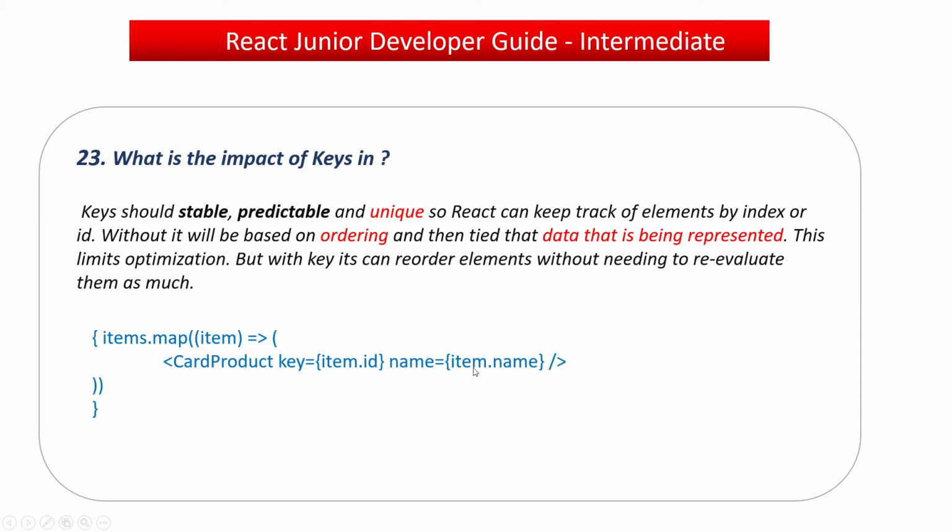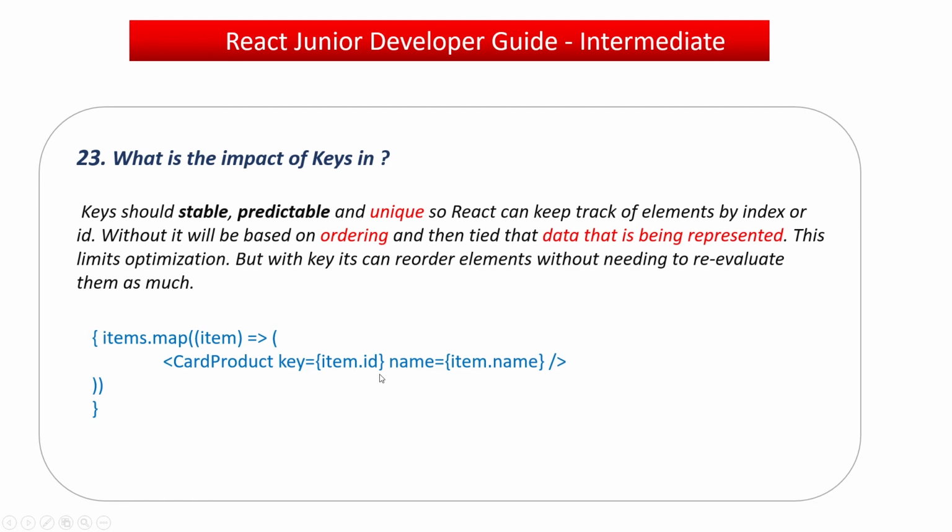The data being represented here is name equals item.name. We map through each individual item, and item.name is a property; I want the name of this item. This item name has a corresponding ID, which is item.id. So the data being represented is actually the name, and the ordering is based on the key. Without a key this limits optimization, but with the key React can reorder the elements without needing to re-evaluate them as much. So it is more efficient and faster if you give it a unique, predictable and stable key.